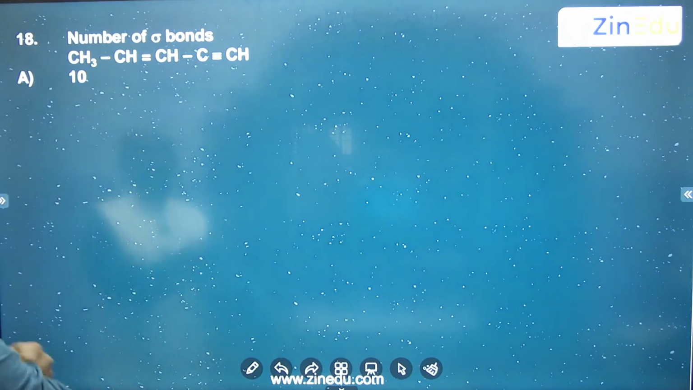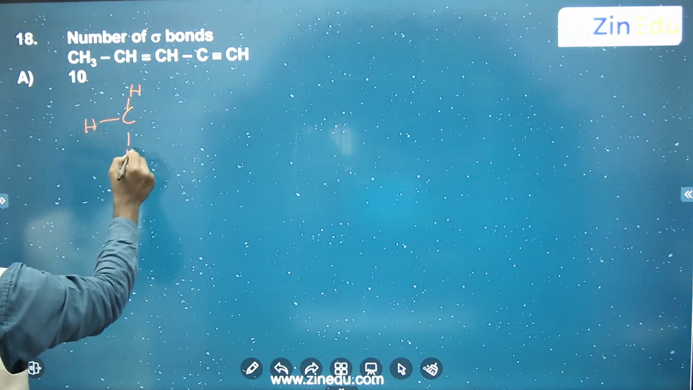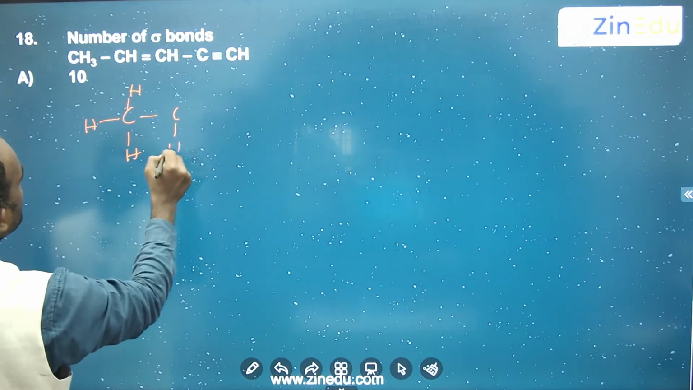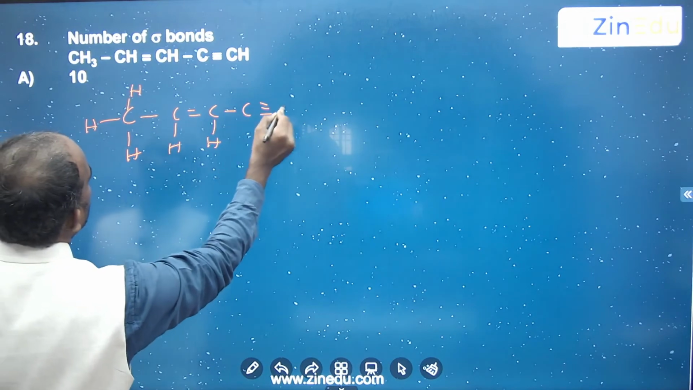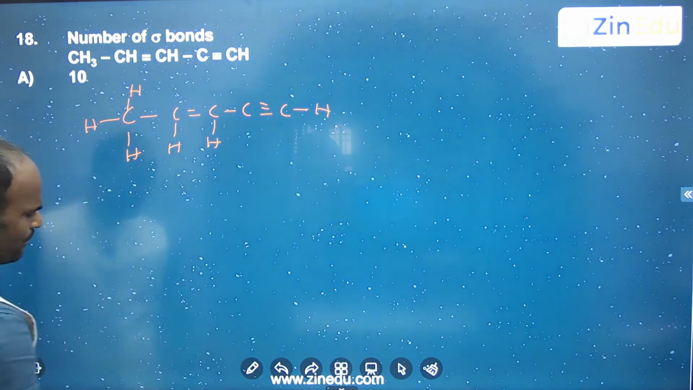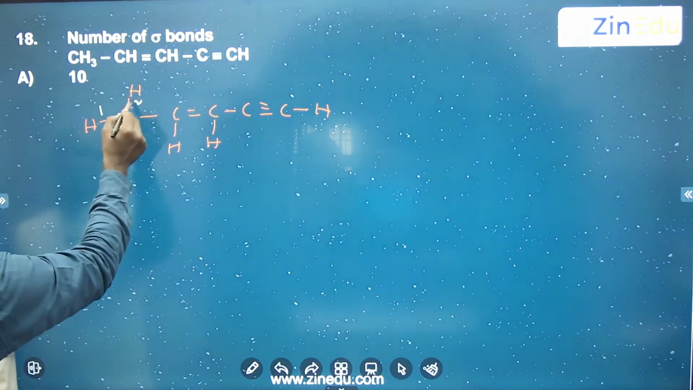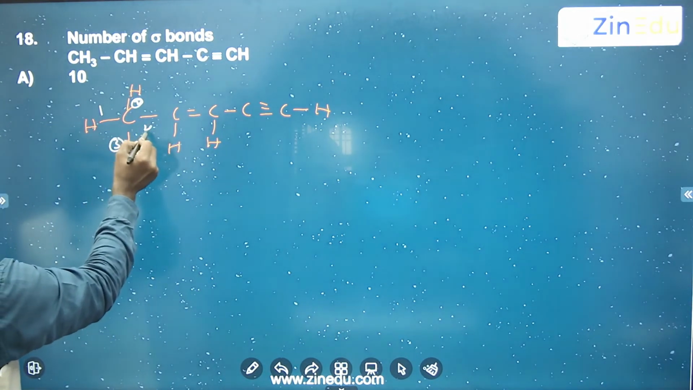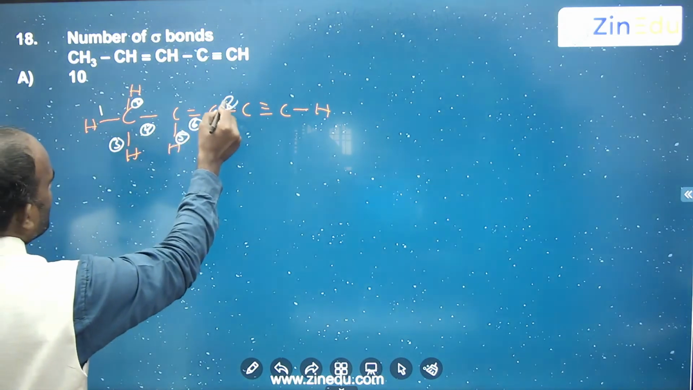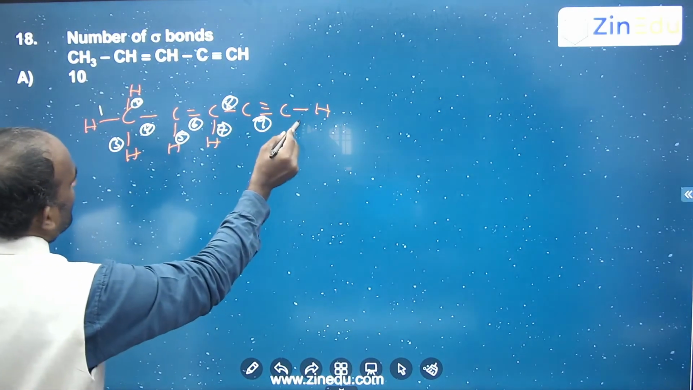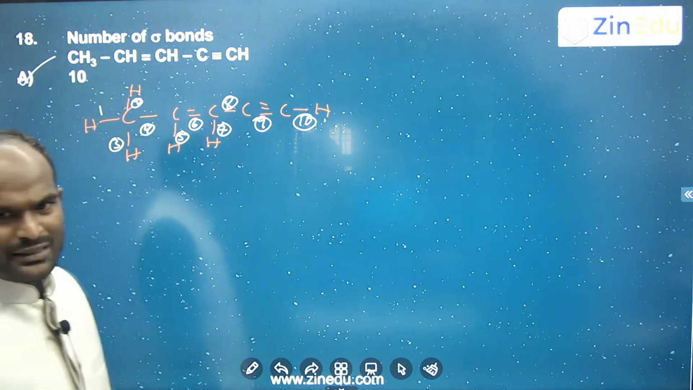Number of sigma bonds. This is going to be a peanut for all of you. This is a free hit, absolutely free hit. So the number of sigma bonds, what are the sigma bonds here? 1, this is 2, this is 3, 4, 5, 6, 7, 8, 9, and this is going to be 10. So how many sigma bonds are there? Yes, right. 10 sigma bonds are there.